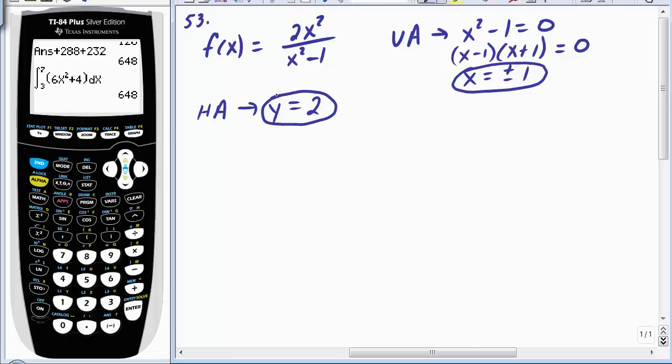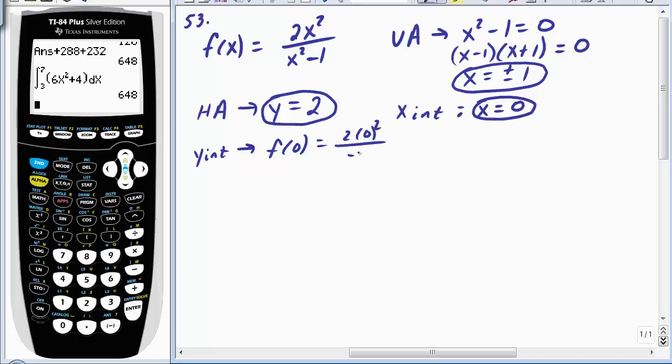Now, the x-intercept: set your numerator equal to 0. We're going to have an x-intercept whenever 2x squared equals 0. That's going to give me an x-intercept when x is 0. So now I have that. Y-intercept, that's going to be f of 0. And f of 0, again, is going to give us 0, because I get 2 times 0 squared over negative 1, so 0. So my x-intercept and y-intercept is at 0.